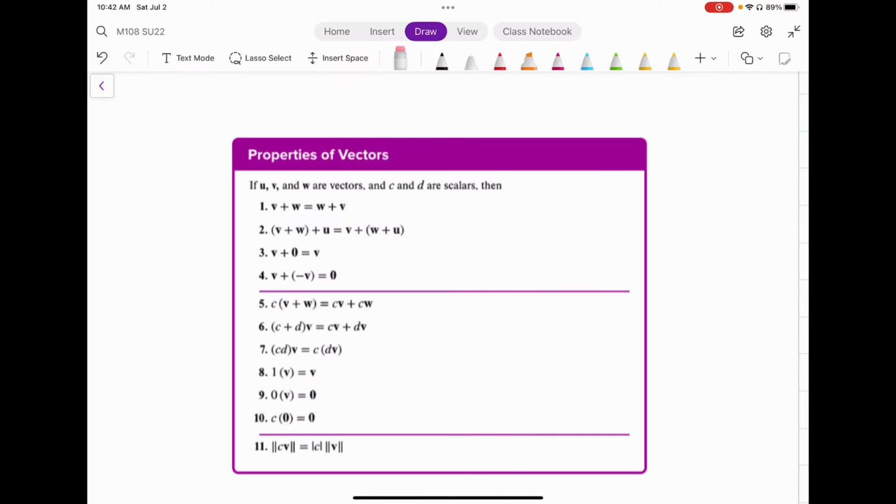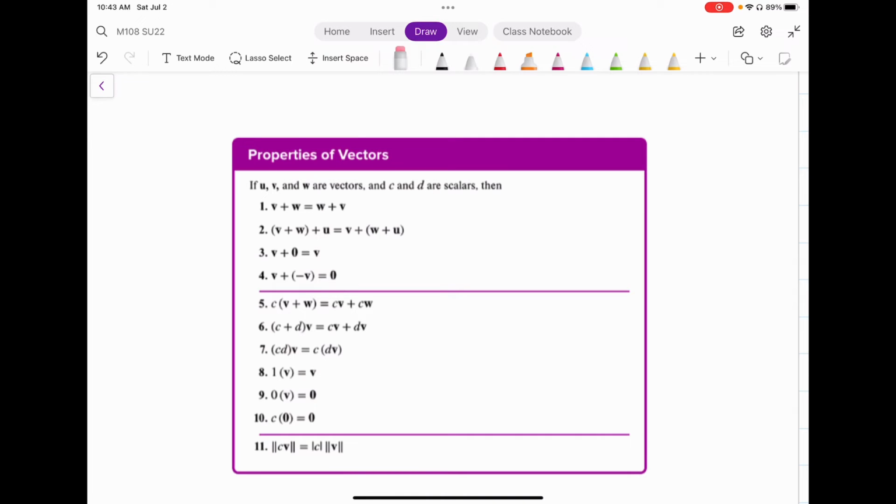You've got the distributive property for 5 using a scalar times the sum of two vectors, and 6 has the sum of two scalars times a vector, and we distribute in both of these cases. And property 7, we have the multiplication of two scalars times a vector is the same thing as the multiplication of a scalar times the vector and then times that other scalar. Multiplying a vector by 1 gets you the same vector, multiplying a vector by 0 gets you 0, and multiplying a scalar by the 0 vector is the 0 vector. So notice that that 0 in property 10 is bold. That is the 0 vector.